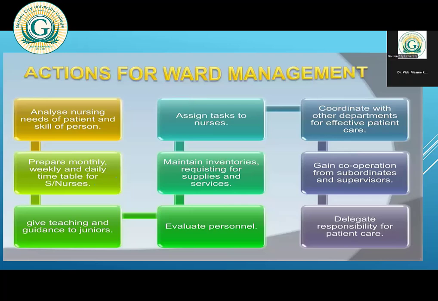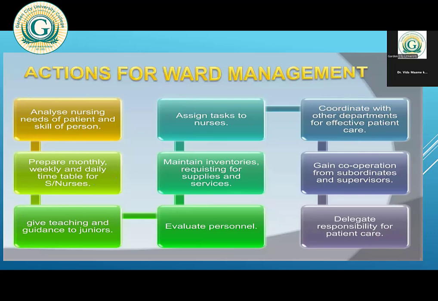So you can delegate responsibility for patients. Some of the actions, as I said, are: analyze nursing needs and skills of patients, prepare monthly and weekly schedules, give teaching and guidance to juniors, assign tasks to nurses, maintain inventories, requisition for supplies and services, evaluate personnel, and coordinate with other departments.